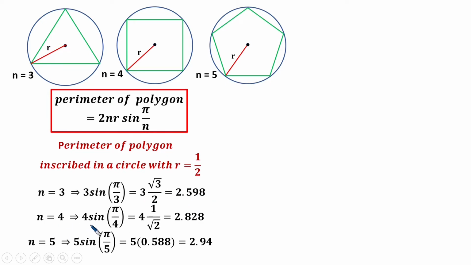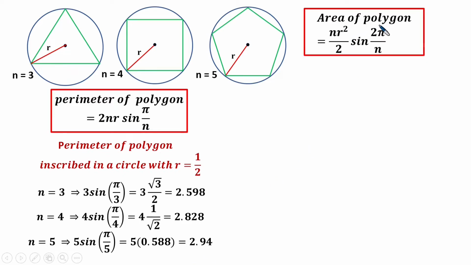And for n equal to 4, again r is half. I use this formula, I get this, and 2.8. So as n increases, the number of sides increases, it will approach the value of pi. Okay, as I had earlier said, for r equal to half, the circumference is 2 pi r. r is half, so 2 pi times half is pi. So this will approach pi.